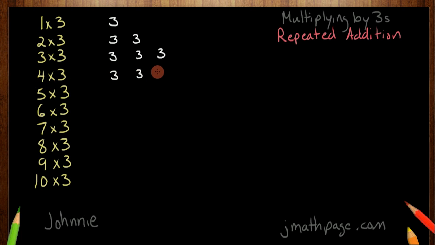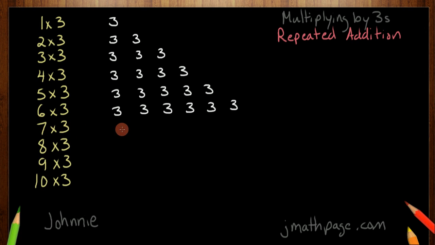1, 2, 3, 4. 5 times 3 is 3 added 5 times. 1, 2, 3, 4, and 5. 6 times 3 is 3 added 6 times. 1, oops, that's a little mistake. Let's try this again. 6 times 3 is 3 added 6 times. 1, 2, 3, 4, 5, and 6.